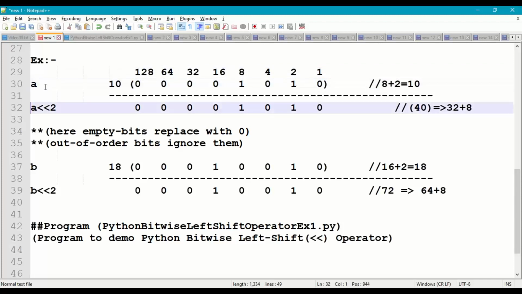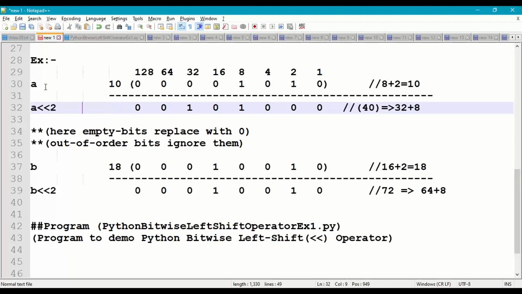Now coming to a left shift of 2. We will shift these 8 bits towards the left side by 2 times: 1 time, 2 times. So what is happening here? 2 bits are left empty on the right side, replace them with zeros. And on the left side 2 bits are moving out, just ignore them.